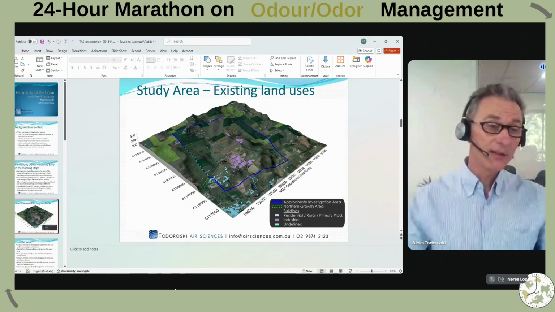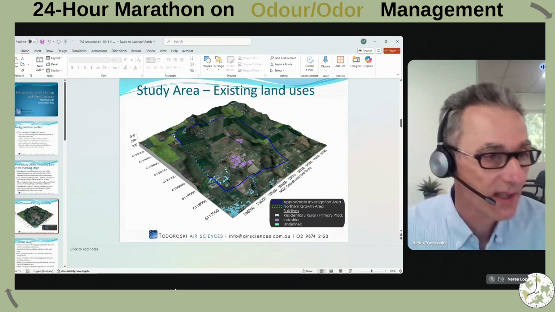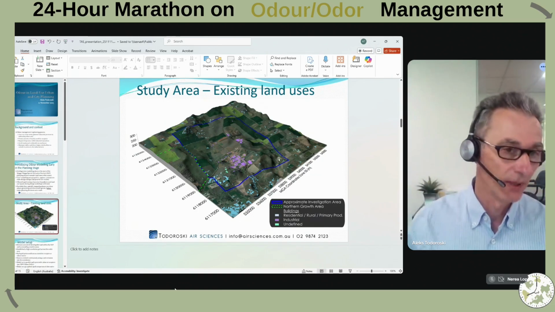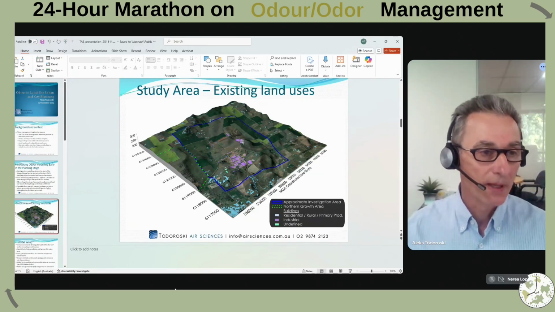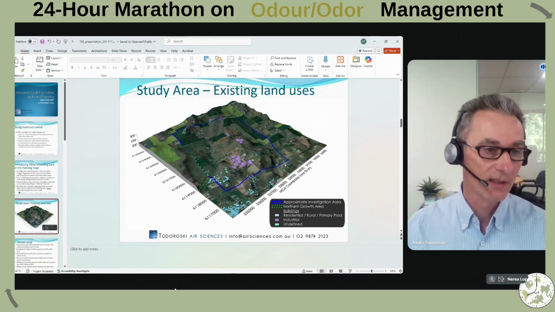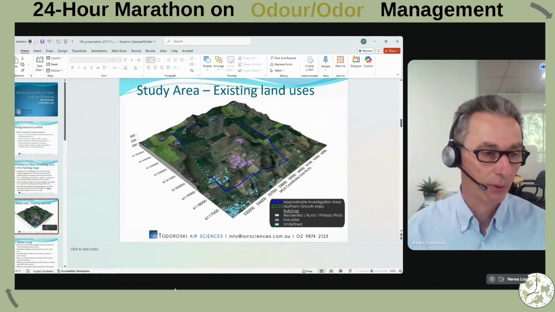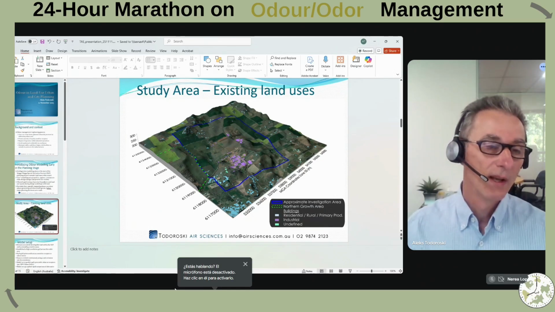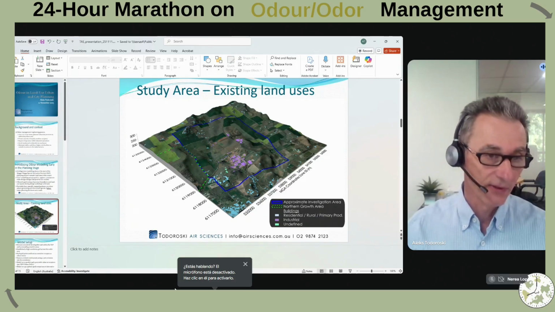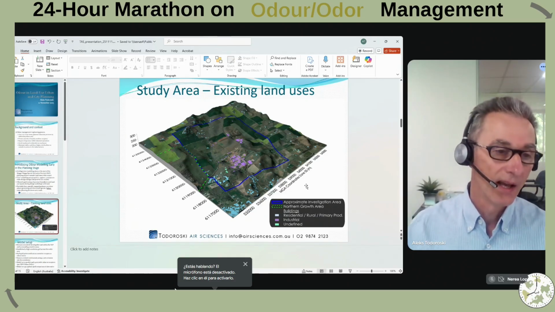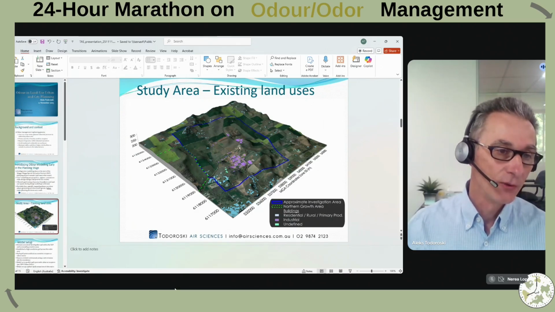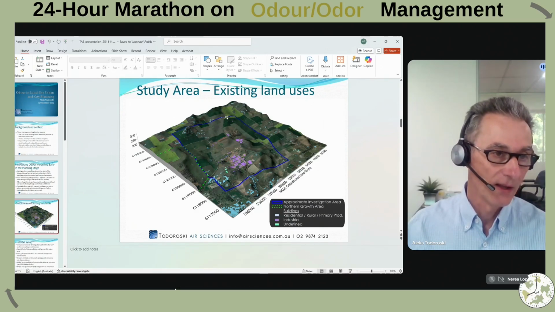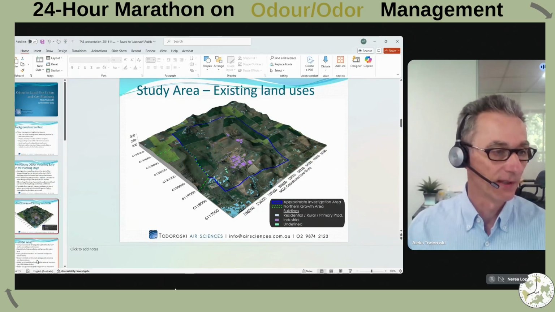This is the study area we looked at in the Wagga Wagga example. It's approximately 8 by 5 kilometres in dimensions. The pink areas are in existing industrial uses. The blue is residential. There's quite a large town, around 50,000 people, just off the screen to the south. And there's the new heavy industrial rail line coming through the middle of this precinct.